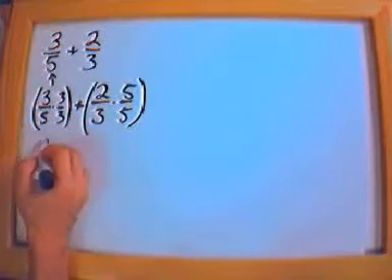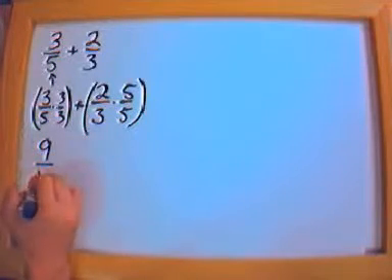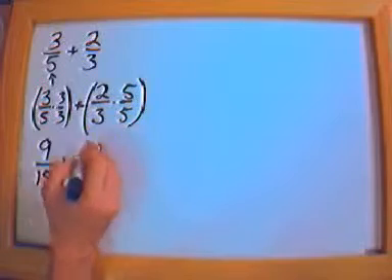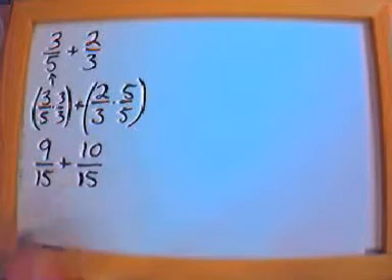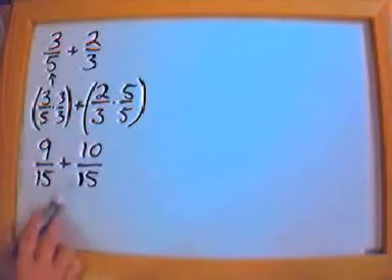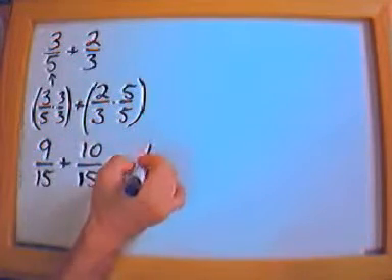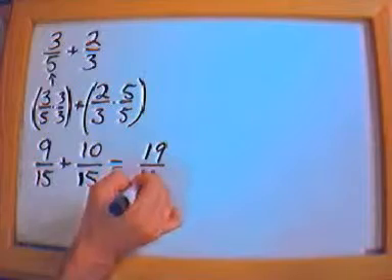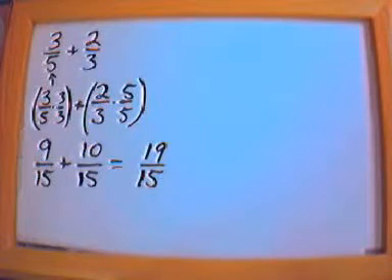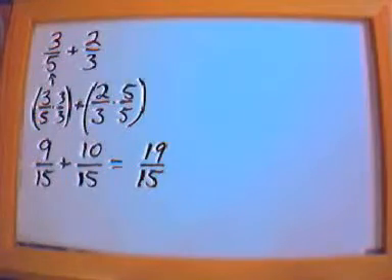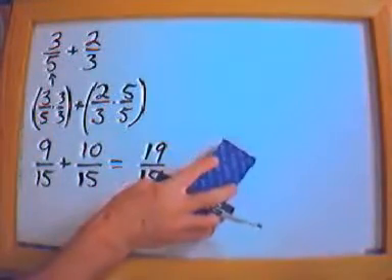So let me go ahead and do this. 3 times 3 is 9. 5 times 3 is 15. Plus 2 times 5 is 10. 3 times 5 is 15. Now suddenly I have two new fractions that have the same bottom number. Now I'm good to go. 10 plus 9, 19 over 15. Done deal. You just have to find numbers to multiply these fractions by in order to get the same bottom number on both.